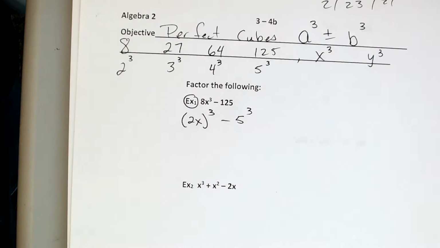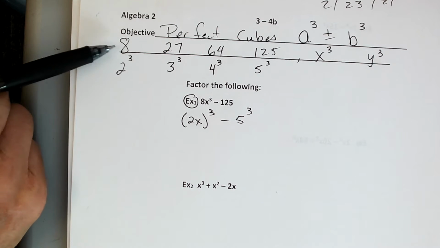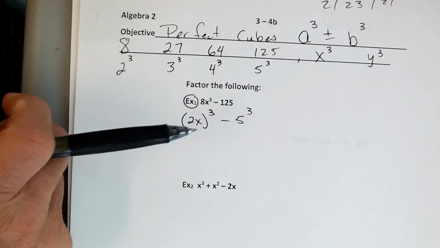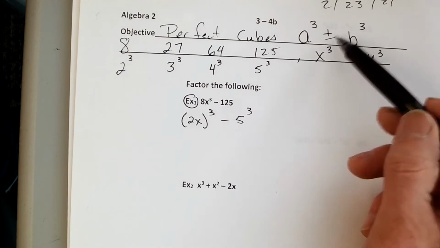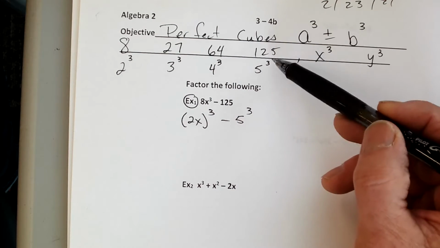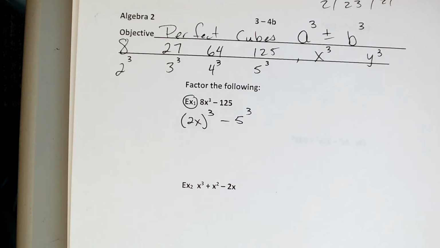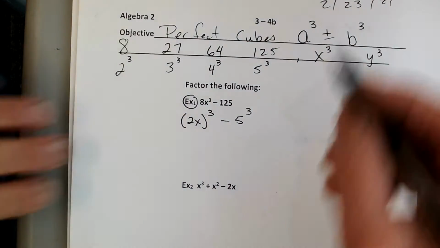So I just rewrote it as a cube. Do you guys see how I got that? I know the 8 is a perfect cube, so I changed the 8 into 2x. Oh, 100, yeah, it's right there. Thank you. And I know 125 is 5 cubed because we talked about how 125 is 5 cubed, okay? So we're good on that, right? Now to factor these, there's a formula.